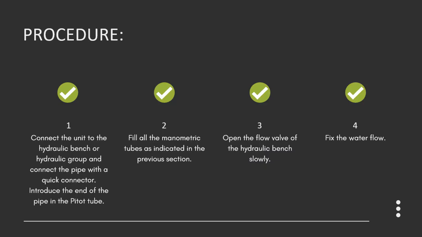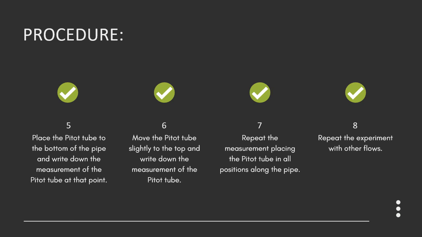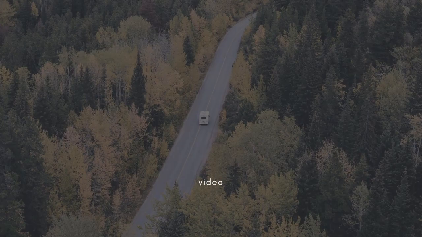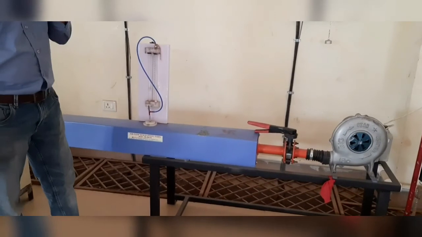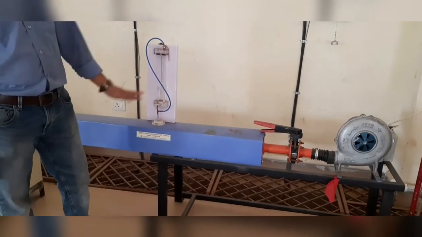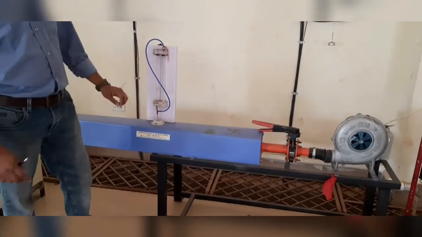For the procedure, these are the steps in setting up the device. For a clearer understanding, please watch the video. This is called the Pitot tube bench. First we saw the different types of parts we are using in this experiment.